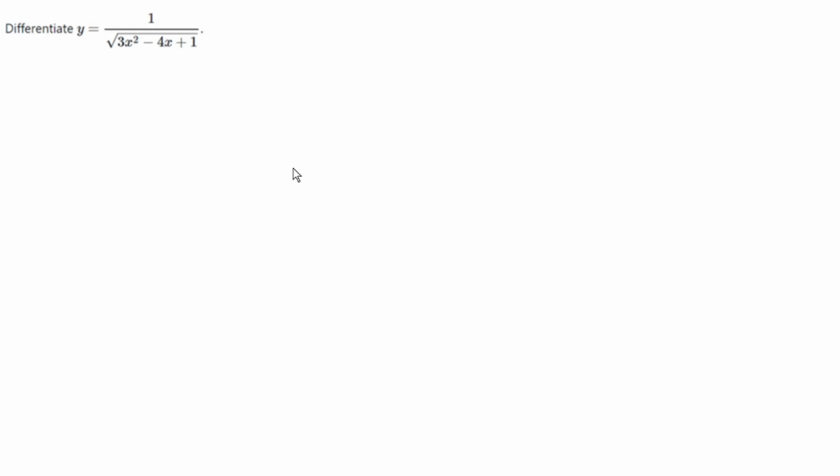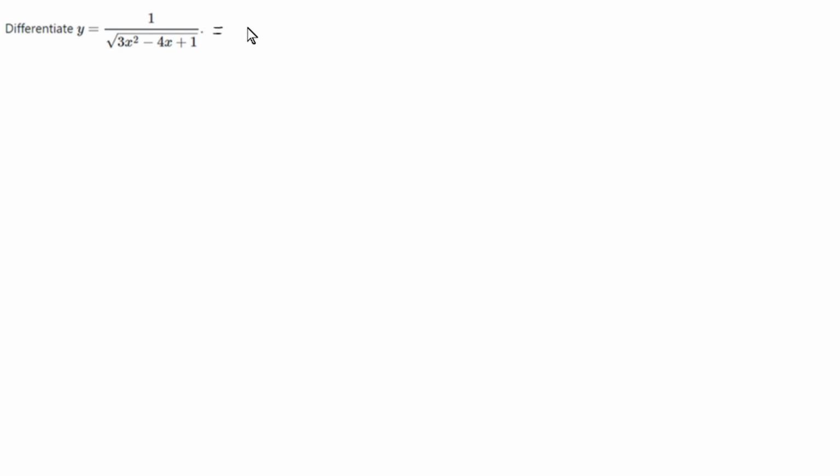Differentiate y equals 1 over square root of 3x squared minus 4x plus 1. So before we can proceed differentiating the following function, we need to rewrite it so that we do not have the radical. So we want to convert the denominator to exponential form. And we also want to make sure we don't have this expression in the denominator. So we're going to be using the negative exponent law.